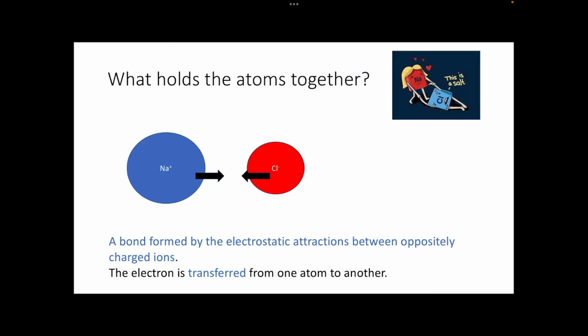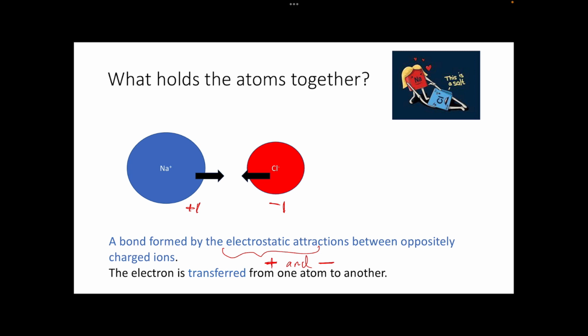All right, so what holds the atoms together in an ionic bond? Well, a bond is formed by electrostatic attraction. What that means, electrostatic attraction, is attraction between positive and negative. We've talked a lot about magnets in here and positive and negative and how positive and negative are attracted to each other. That's what holds things together. It's called electrostatic attraction between oppositely charged ions. And if you remember, an ion is just a charged atom. So sodium has a +1 charge here, chlorine has a -1 charge here, and this electrostatic force keeps them attracted together.